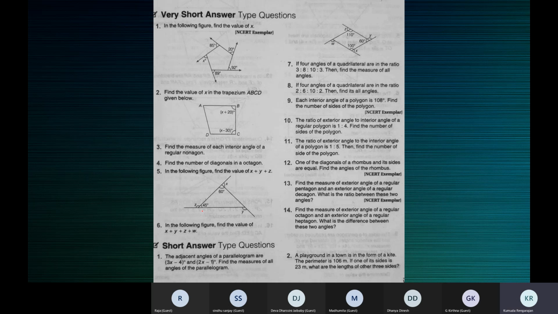Next, Devadarshini, tell me, how do we find z? Raja, are you there? Yes, ma'am. Yes, Raja. Can you tell us how to find z? Ma'am, just a minute, ma'am.